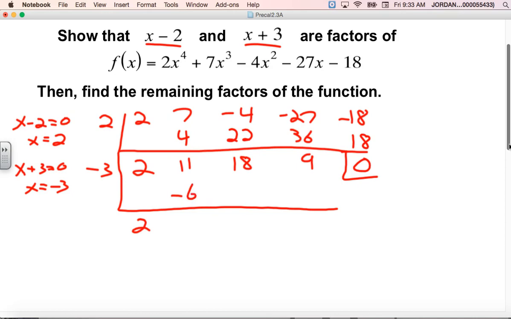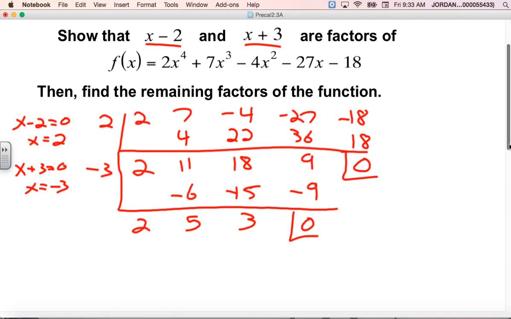2 times negative 3 is negative 6. 11 minus 6 is 5. 5 times negative 3 is negative 15. 18 minus 15 is 3. 3 times negative 3 is negative 9. And then 9 and negative 9 gives us 0. Just as we expected, we got 0.